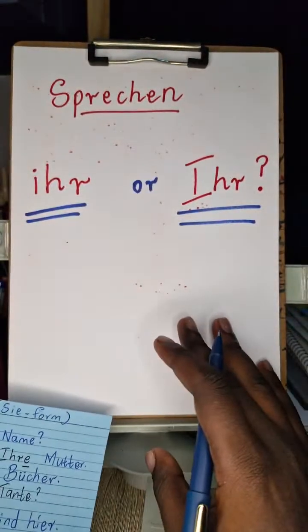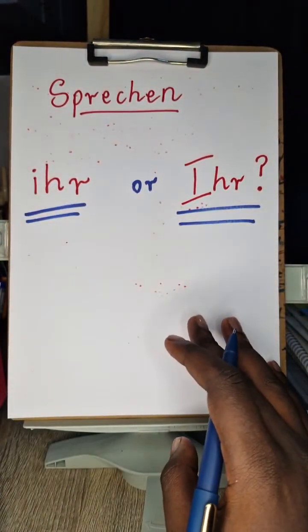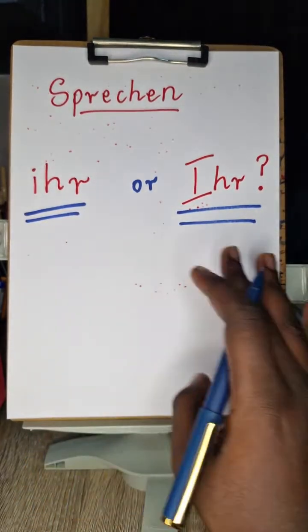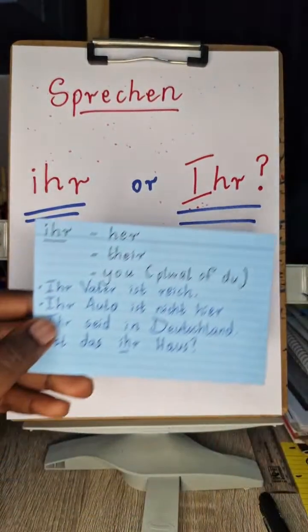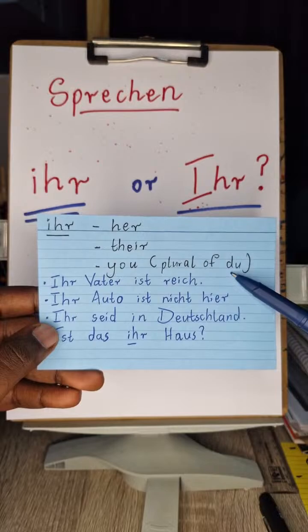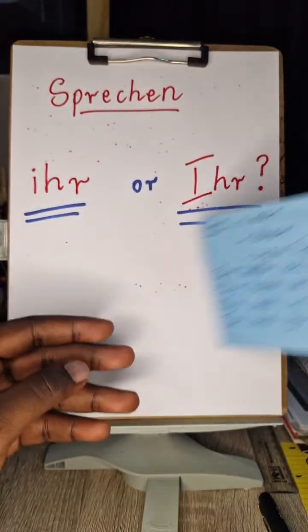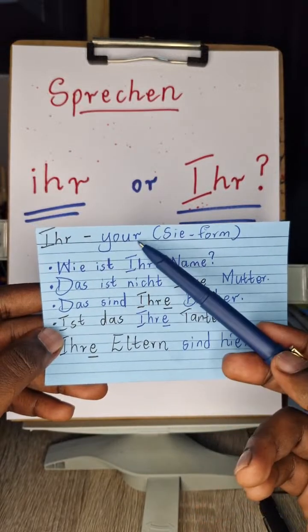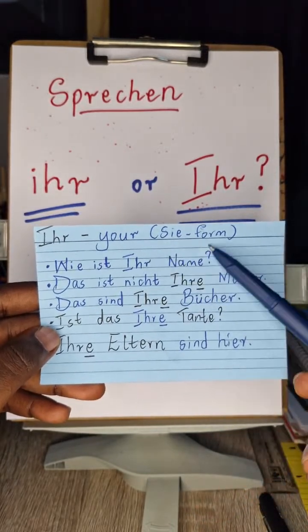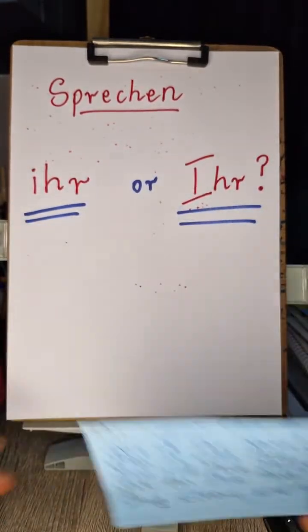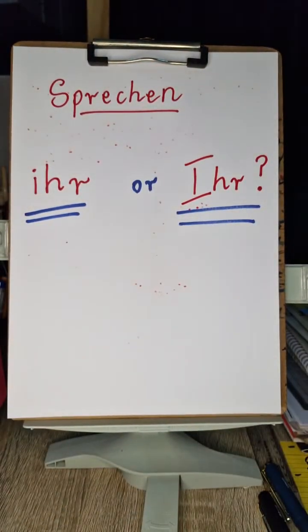So those are the differences that lie between ihr, small i, and this Ihr. Remember, this ihr is her, their, or your, okay? And you saw the examples. And then this other one, capital I, we've said it only means you are, used in the Sie form, the one for polite form, all right? All right, then. So, ladies and gentlemen, I believe you can now comfortably proceed to use ihr and Ihr.